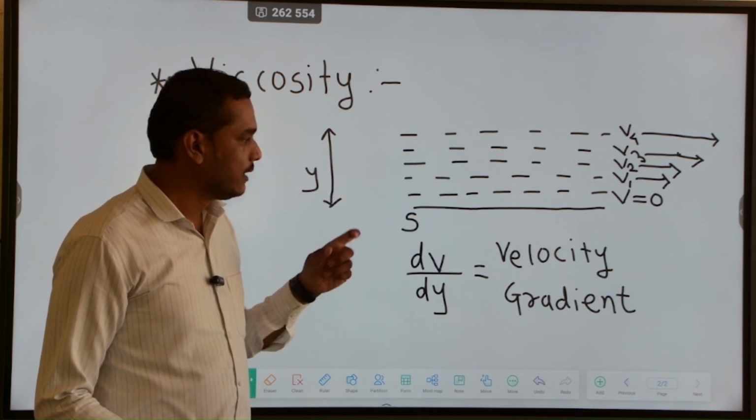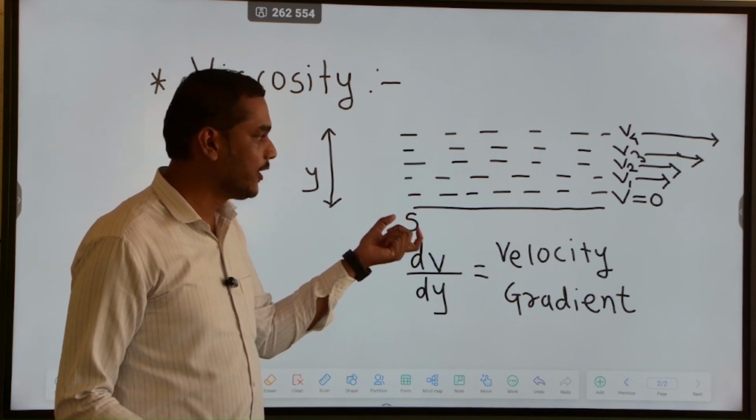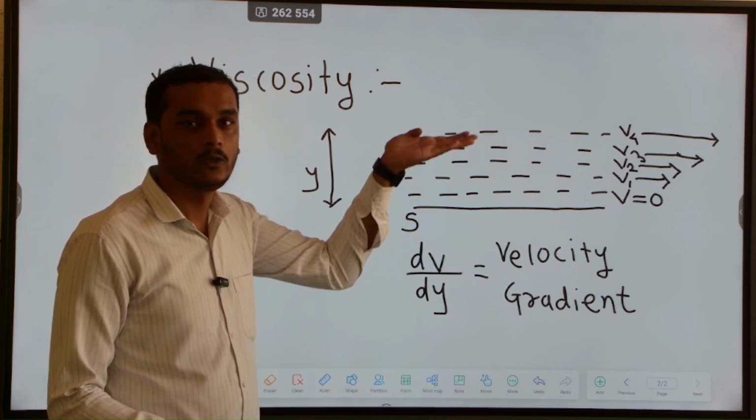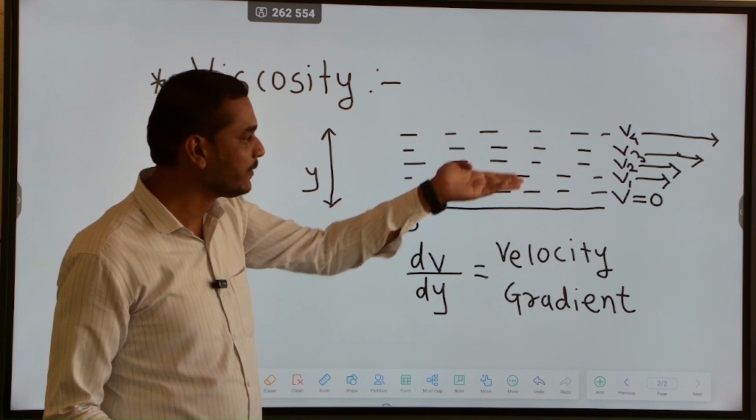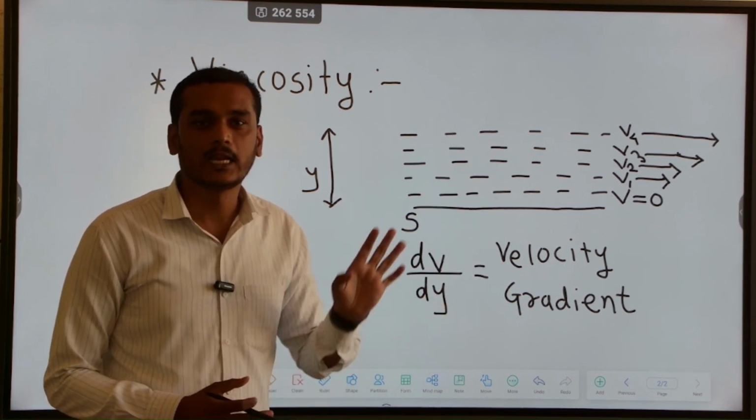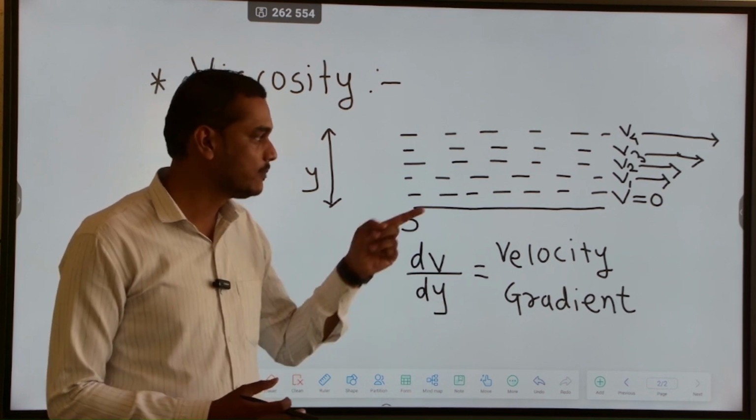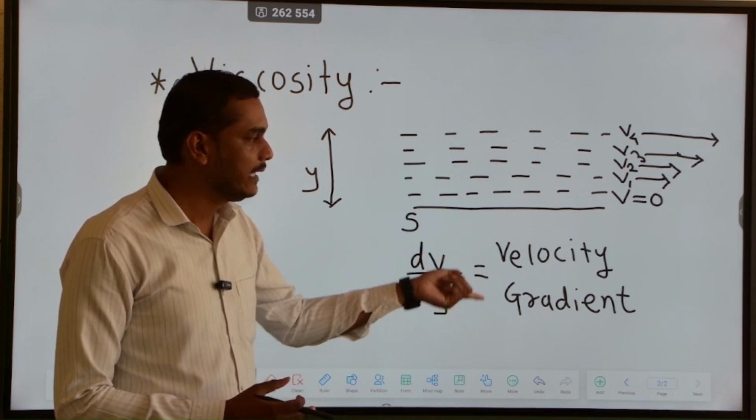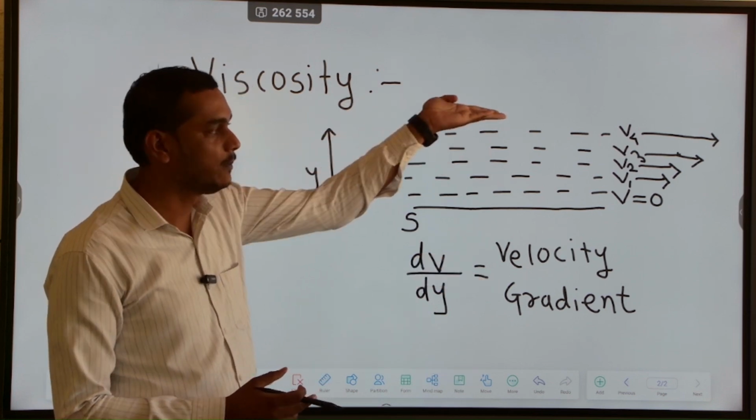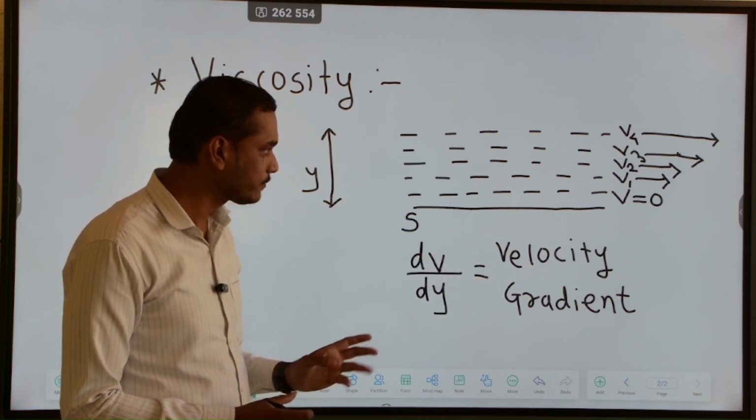We have considered the velocity of the fluid at the bottom as 0 and the velocity of the top layer of the fluid as maximum. Here we have considered only 5 layers. Fluid is made up of a large number of layers, of which the bottom layer has 0 velocity. It increases as we move away from the bottom layer, and the top layer has maximum velocity.